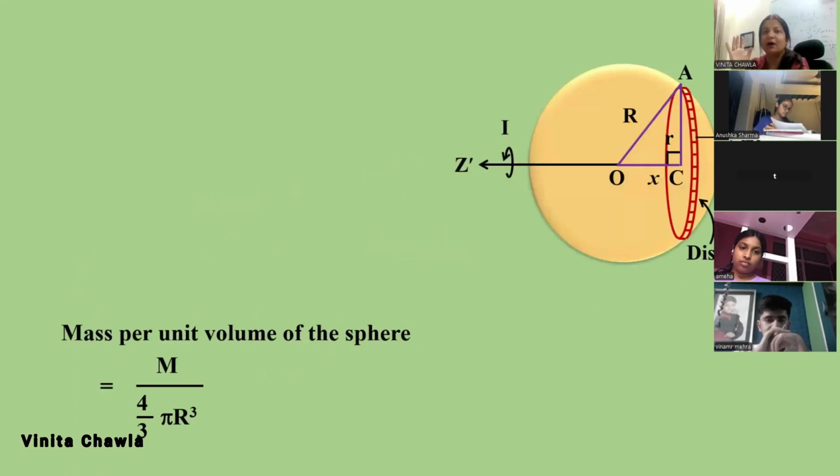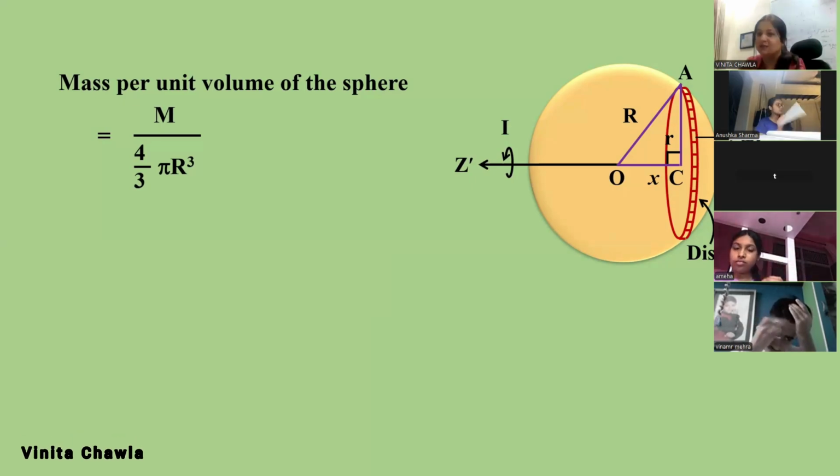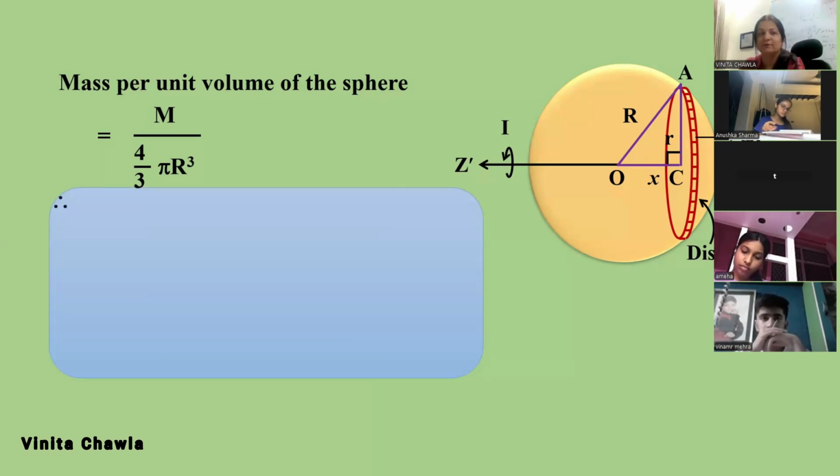So we'll find mass per unit volume of the sphere. Initially, in the spherical shell, we had found mass per unit surface area, right? Mass per unit area. But here in the solid sphere, we are going to find mass per unit volume. Volume of the sphere is 4/3 πr³, so it's M upon 4/3 πr³.